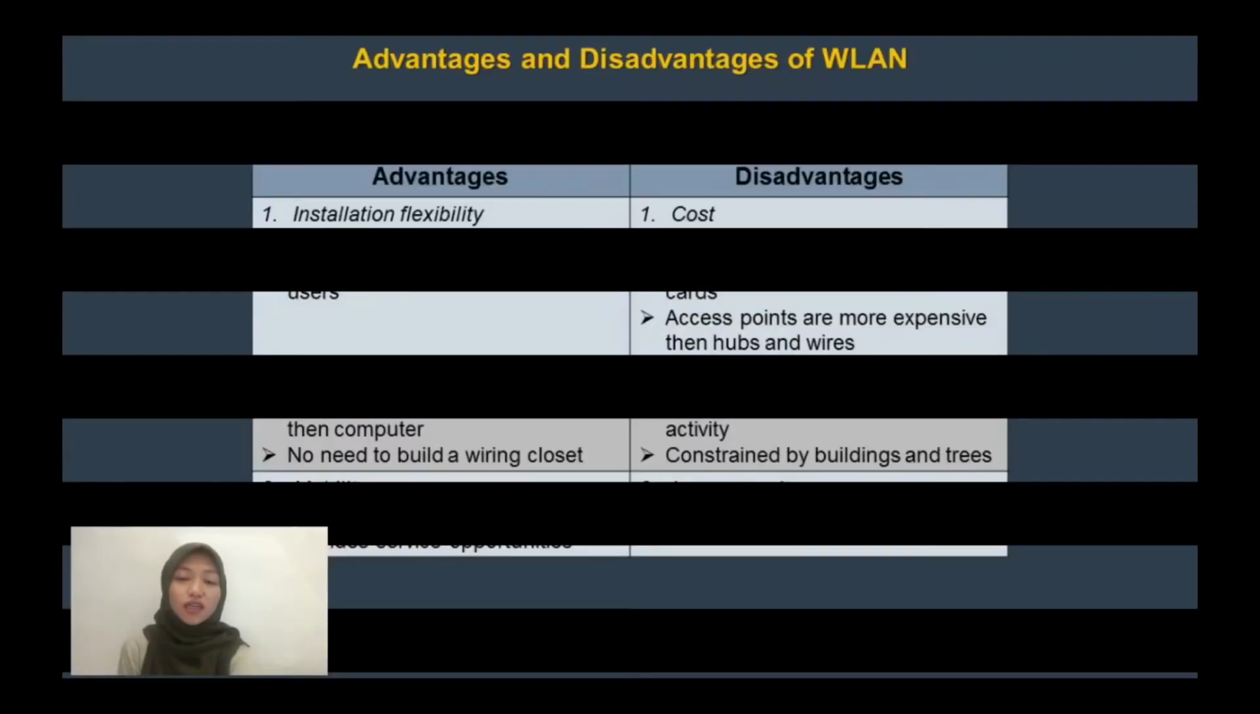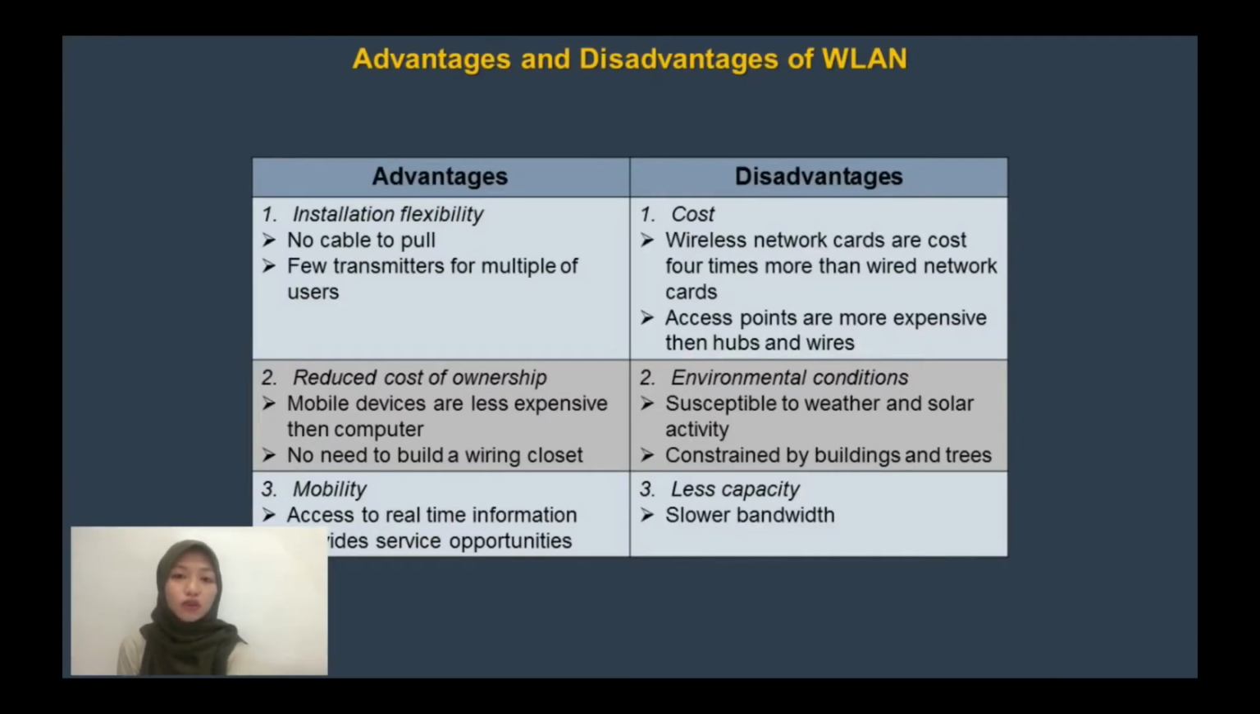So basically, there are advantages and disadvantages of wireless LAN. For advantages, the first one is installation flexibility, second, reduced cost of ownership, and third, mobility. For the disadvantages, of course, the first one is cost, because wireless network cards cost 4 times more than wired network cards. Second, environmental condition, and last, less coverage.